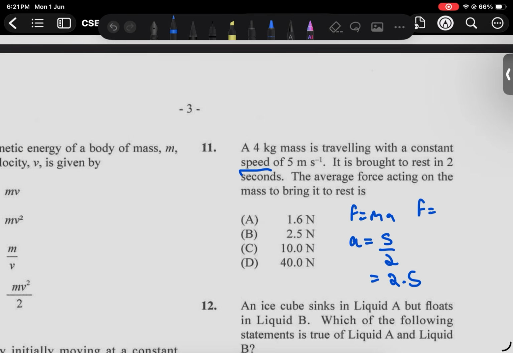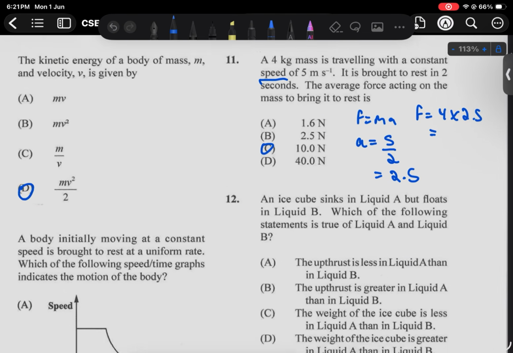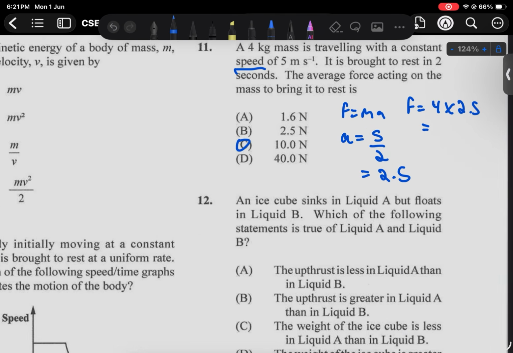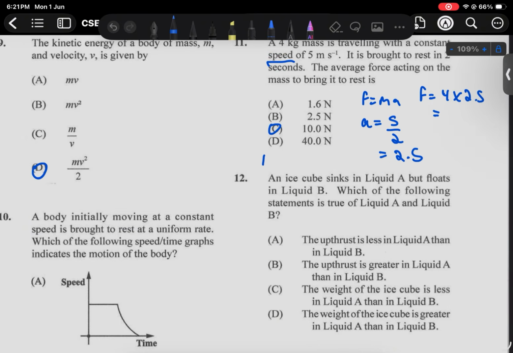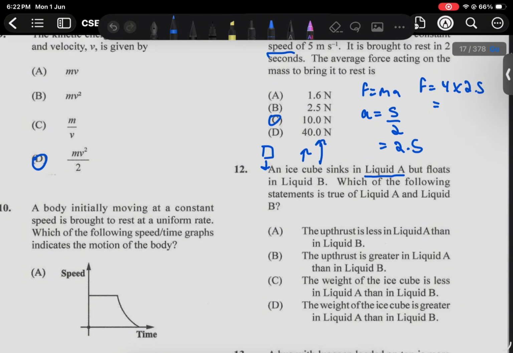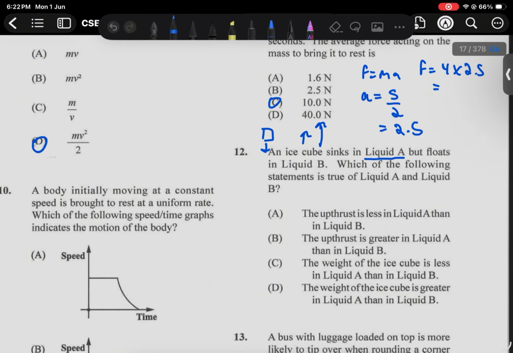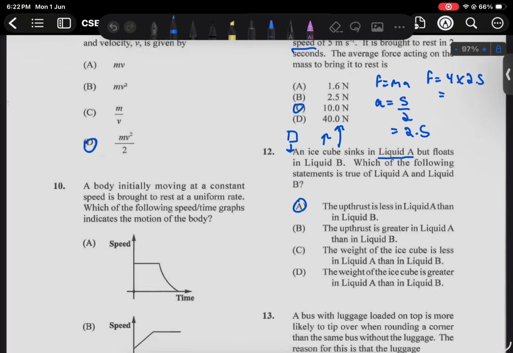So F is equal to 4 kilograms multiplied by 2.5, and we get 10 newtons. An ice cube sinks in liquid A but floats in liquid B. Which of the following statements is true of liquid A and liquid B? So the ice cube's weight remains constant, but there's something affecting it. So liquid A will have a smaller upthrust than liquid B, as the ice cube is able to float in liquid B but not in liquid A. So the upthrust is less in liquid A than in liquid B.